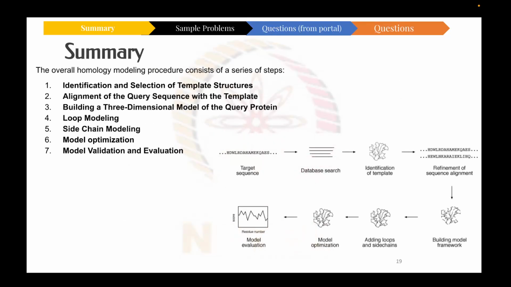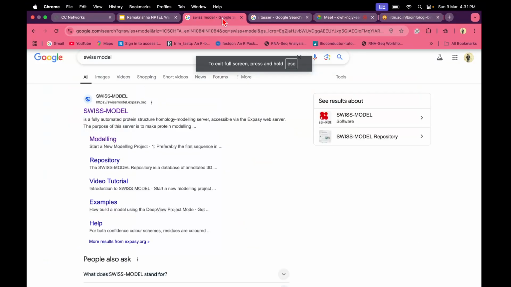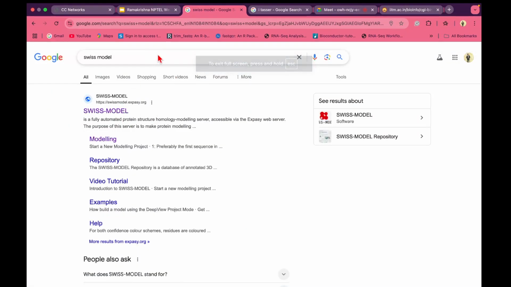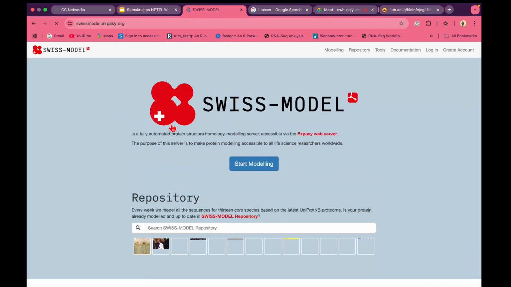So before moving on to the ab initio method, let's see Swiss Model, which is homology based. Let's go in. Swiss Model is a fully automated protein structure homology modeling server. It is accessible via the ExPASy web server. The purpose of this server is to make protein modeling accessible to all life science researchers.